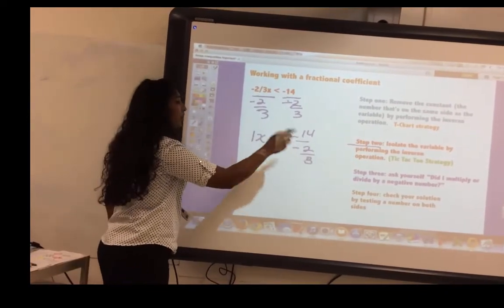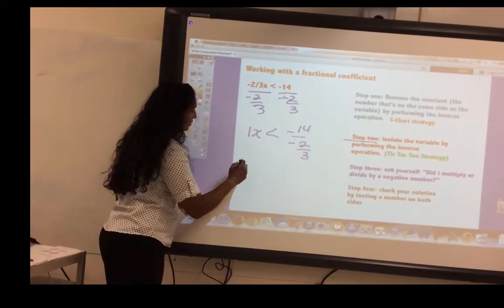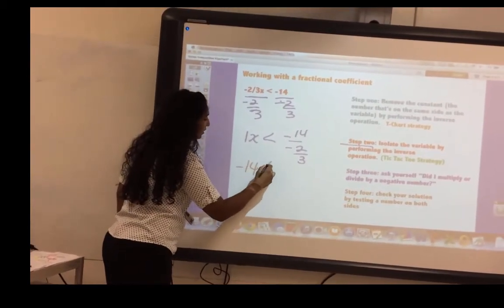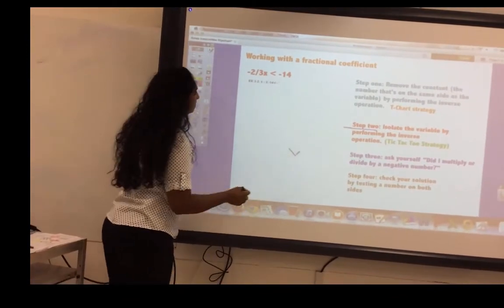Again, we're going to take this really unfriendly form and make it a friendlier version, and we're going to take negative 14 divided by negative 2/3. And we're going to sing our song again.